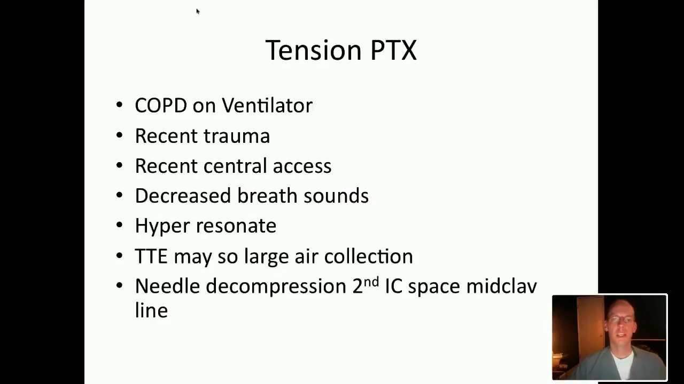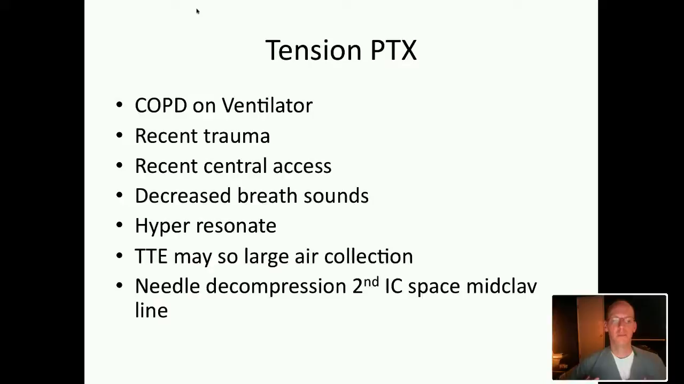Next one, tension pneumothorax. Once again, common in a hospital setting. If you don't look for it, you'll never find it, and it's completely treatable. But if you don't treat it, you're not going to get them back. So high index of suspicion again, just like the pericardial effusion. COPD patients on the ventilator are at high risk for this. Once again, recent chest trauma, recent central access or attempted central access.